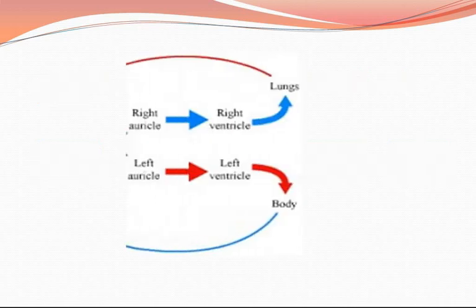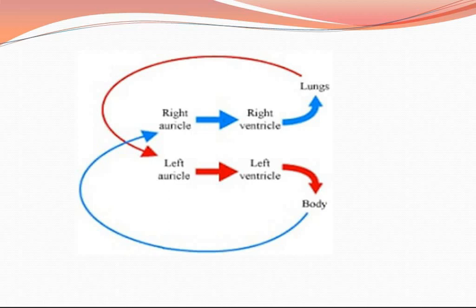Let's understand easily with this diagram. Here, blue color represents veins and deoxygenated blood. Red color represents arteries and oxygenated blood. Right auricle, right ventricle, left auricle and left ventricle represent the four chambers of the heart. Children, as you know, auricles receive blood and ventricles pump out the blood.